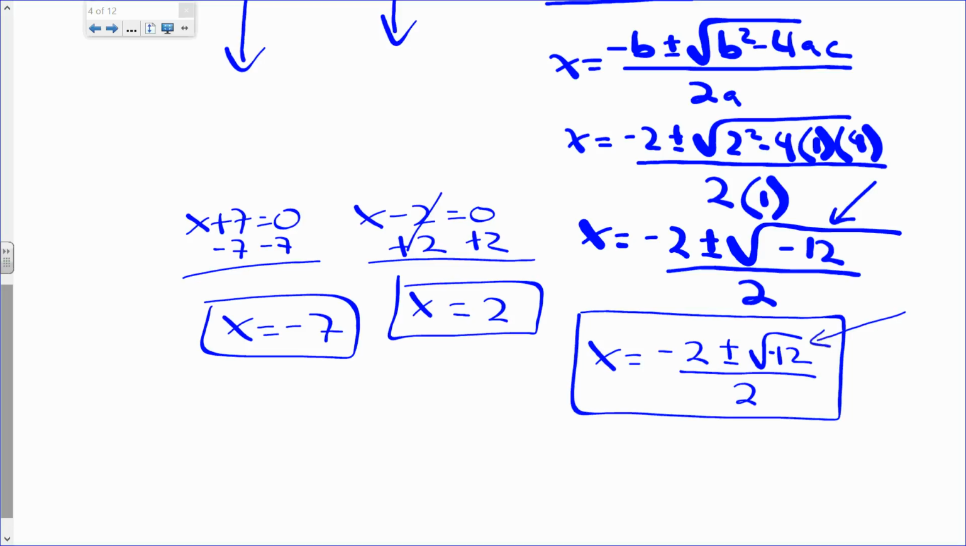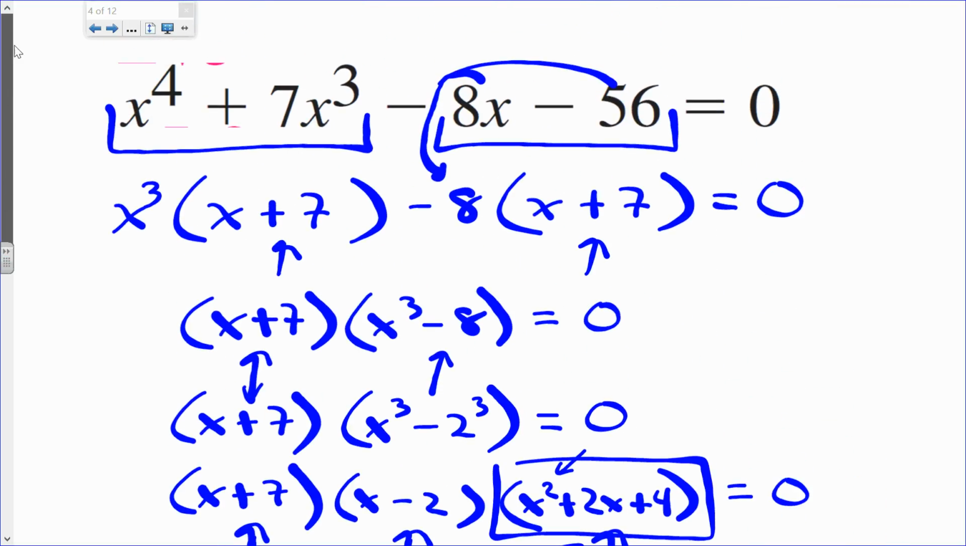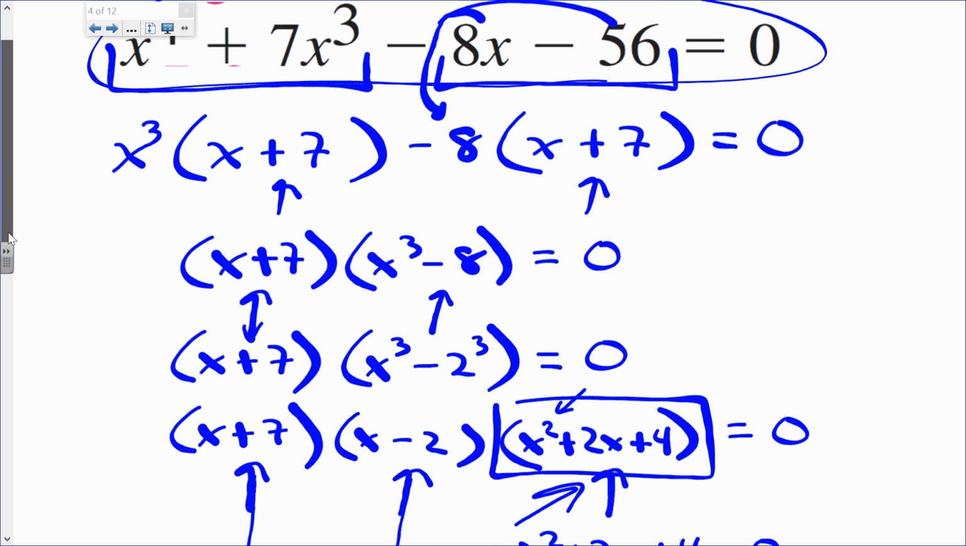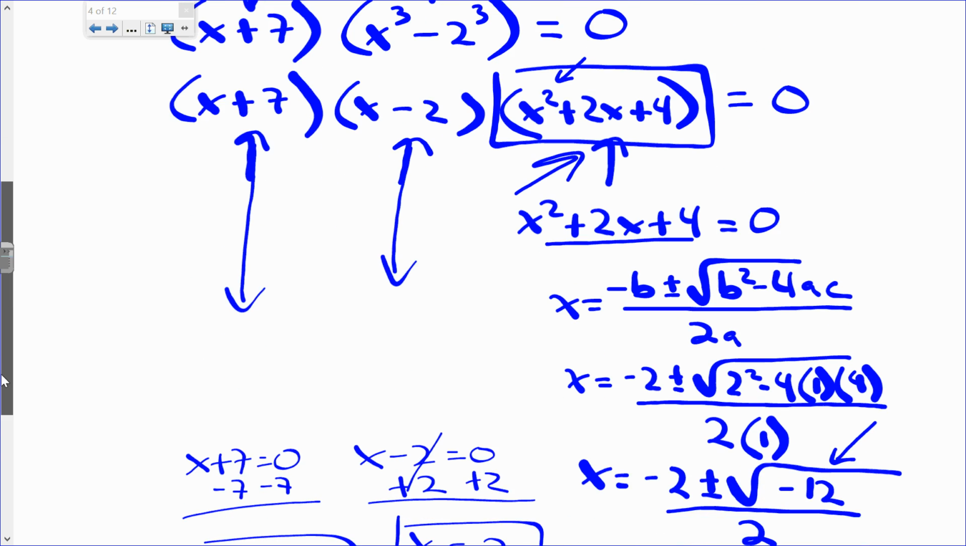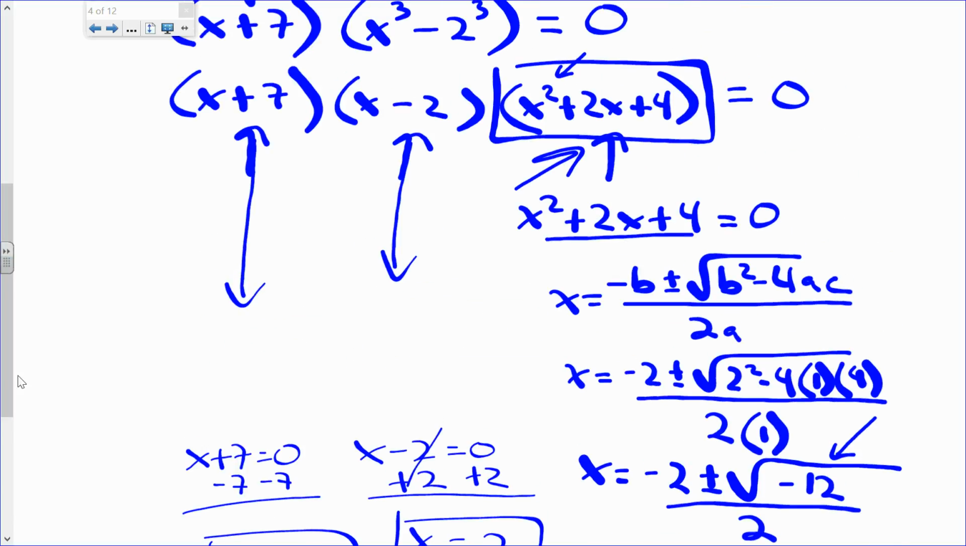So what's the moral of the story? The moral of the story is when you have a polynomial equation, this is what we started off with. Here's your polynomial equation. You use all the factoring techniques I taught you, and once you've factored it completely, you set each factor equal to 0. Okay? Let's go on to another example.